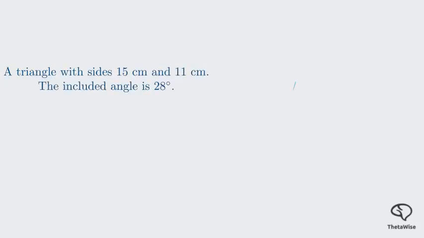Let's apply this new formula to a worked example. This will solidify your understanding of how to use it. The question asks us to find the area of the given triangle. Here we have a triangle with two sides measuring 15 centimeters and 11 centimeters. The angle included between these two sides is 28 degrees. We need to find its area.